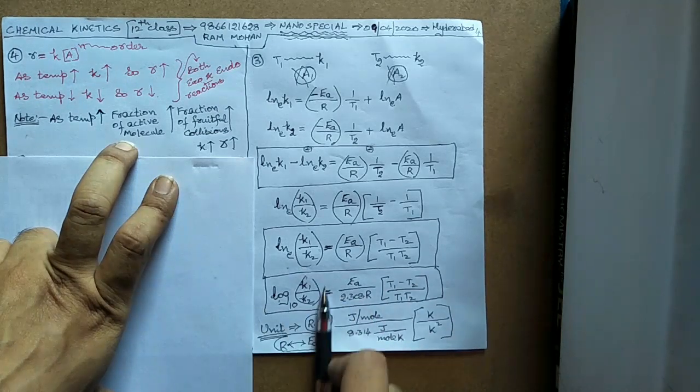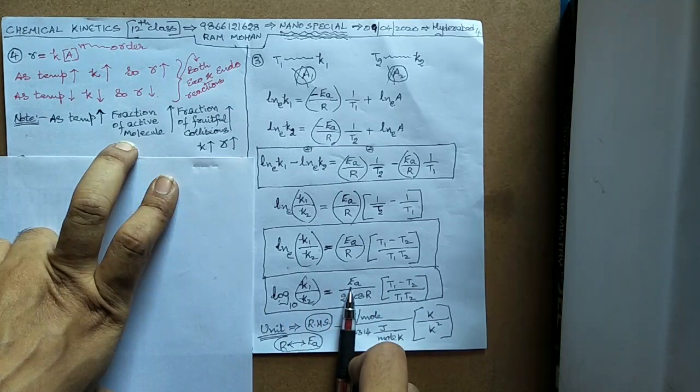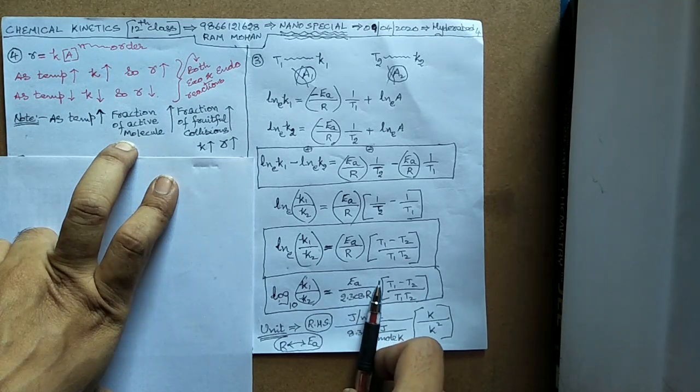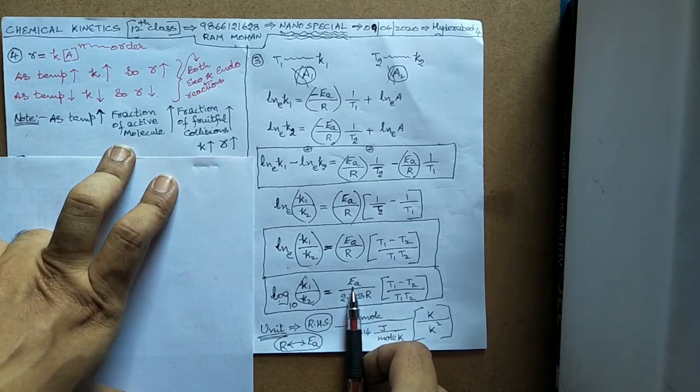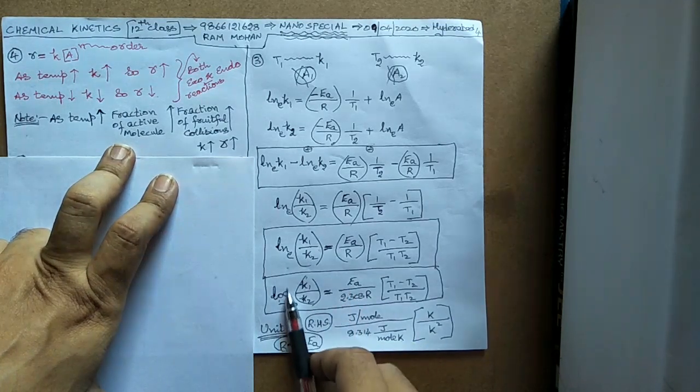So left hand side won't be same because one reaction has got EA lower, the other reaction has got EA higher. So the one that has got a higher activation energy will show a huge change in the rate constants, huge change in the rate.